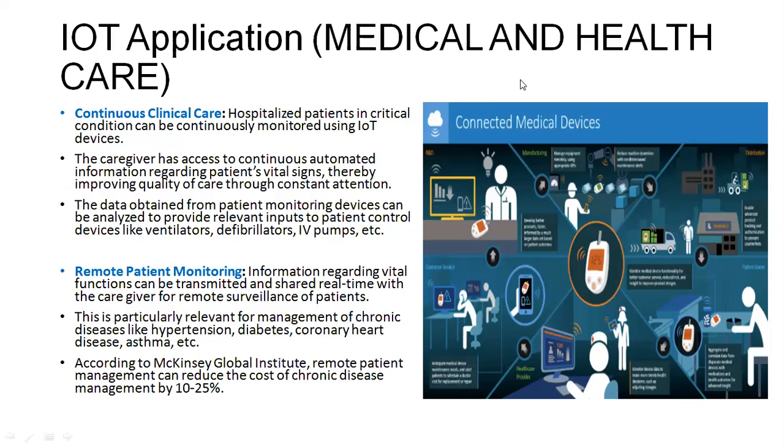Okay, so there are some basic examples, like I described previously, that is continuous clinical care. Continuous clinical care means the real-time information is always on the doctor's mobile phone. The data the doctor obtains from the patient's monitoring devices can be analyzed to provide relevant input to the patient's control devices, like ventilators, IV pumps, etc. By collecting real-time patient data on the mobile phone, the doctor can take immediate action, whether the patient needs the ventilator or not, whether the patient needs the IV pump or not, because in medical and healthcare, patients need urgent treatment. So the doctors can take urgent decisions based on the patient's health using real-time sensor information on their mobile phones.